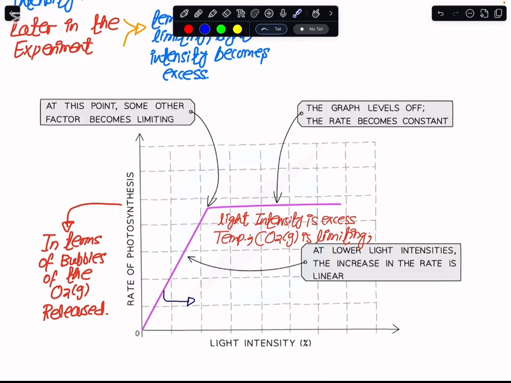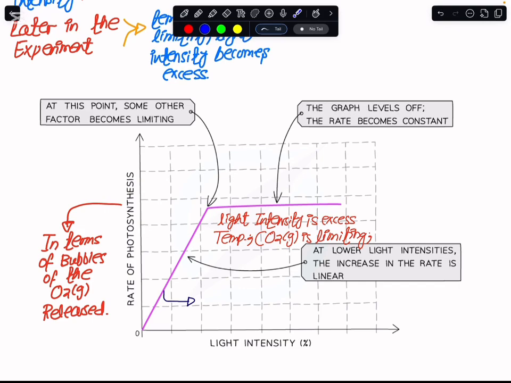Now you need to have a grip on the graph. Since in this investigation my light intensity was the independent variable, and the independent variable always goes on the x-axis, and we were determining the rate of photosynthesis in terms of the number of bubbles of oxygen gas released, the bubbles are my dependent variable, and the dependent variable always goes on the y-axis. Now you see that this light intensity on the x-axis, we are increasing it from the very minimum value and taking it to the very maximum value.